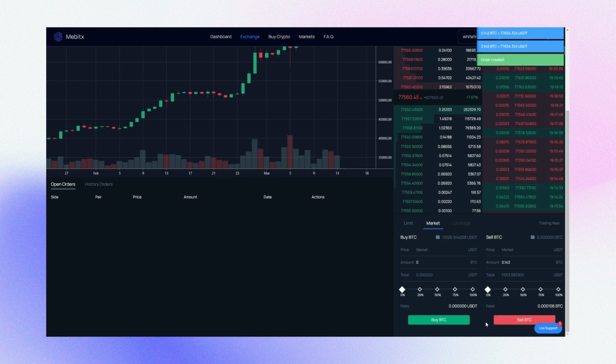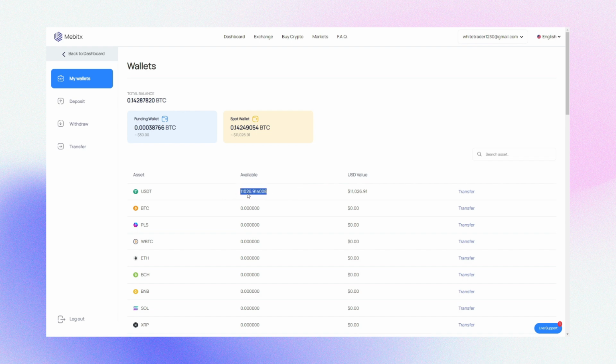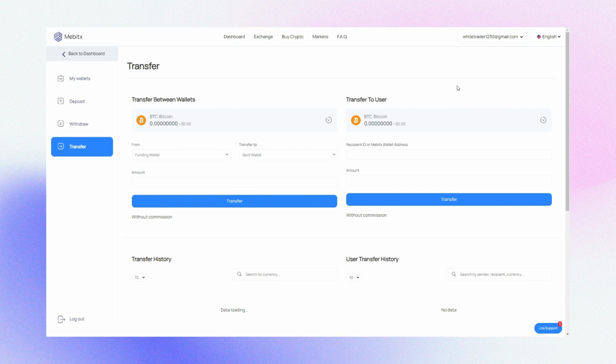Congratulations, we have successfully sold Bitcoins and received USDT. Now we need to go to the Wallets tab and check the balance of our spot wallet and make sure that USDT is credited to our balance.